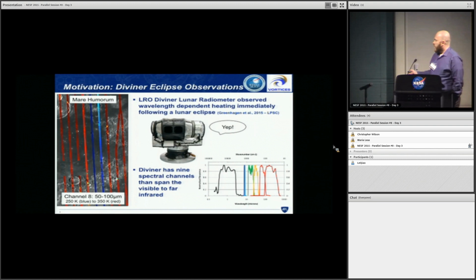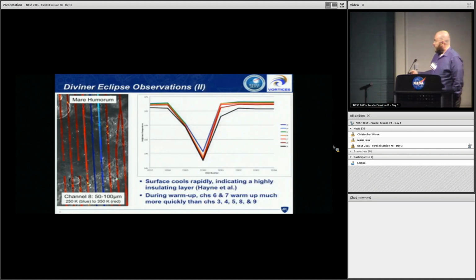So in review, Diviner has 9 spectral channels. It has 3 channels near 8 microns. We typically use this for composition, and as Josh wants us to use it for maturity now also. And then there are 4 broader band channels that span the mid-infrared to the far infrared. Those are typically used for thermal inertia, rock abundance, and low temperatures.